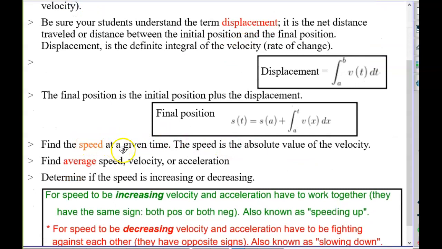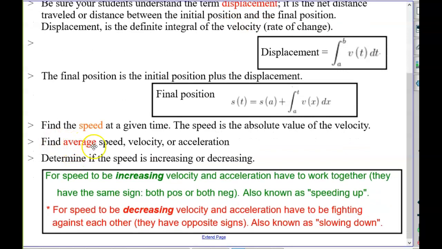Speed is defined as the speed at a given time. It's just the absolute value of velocity. We mentioned that a couple of times. Average speed. This is interesting. So if I ask you to find the average speed or average velocity or average acceleration, it's just slope, right? Your change in y's over change in x's. That's going to come up here, and we'll talk about it in a second.